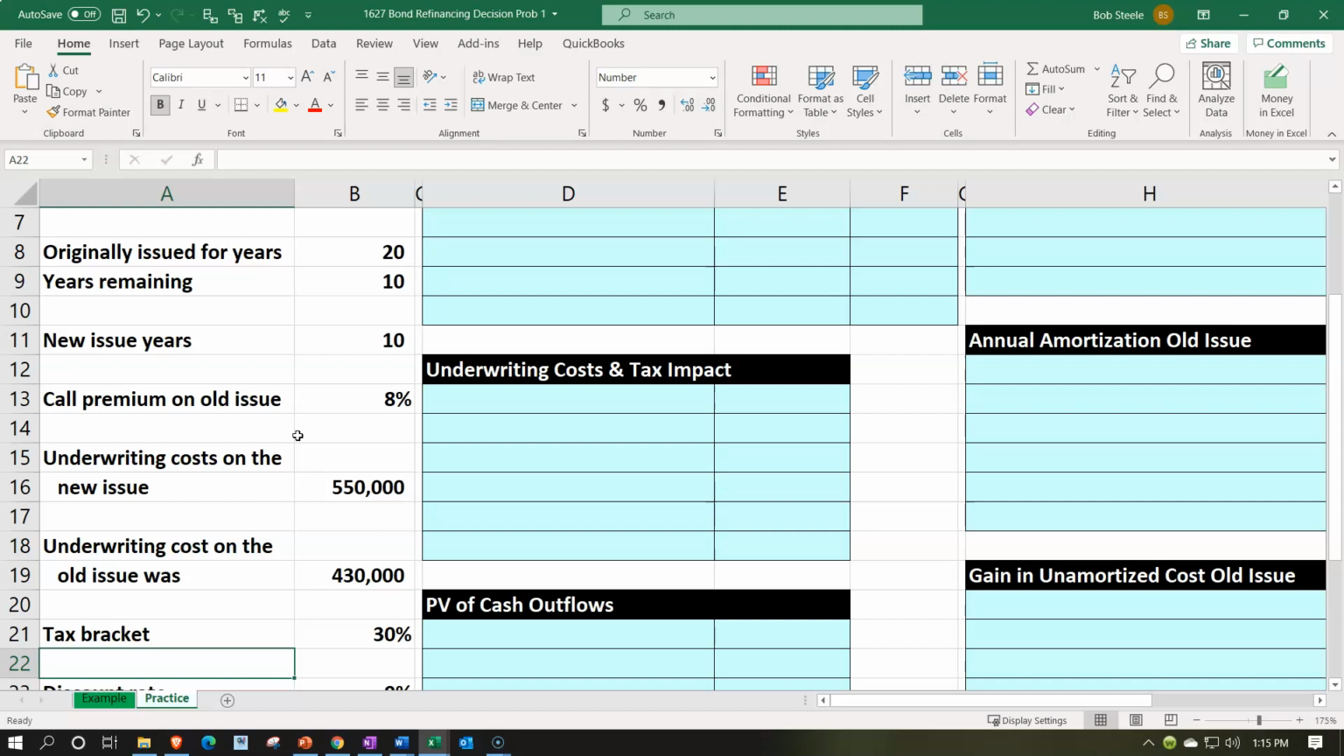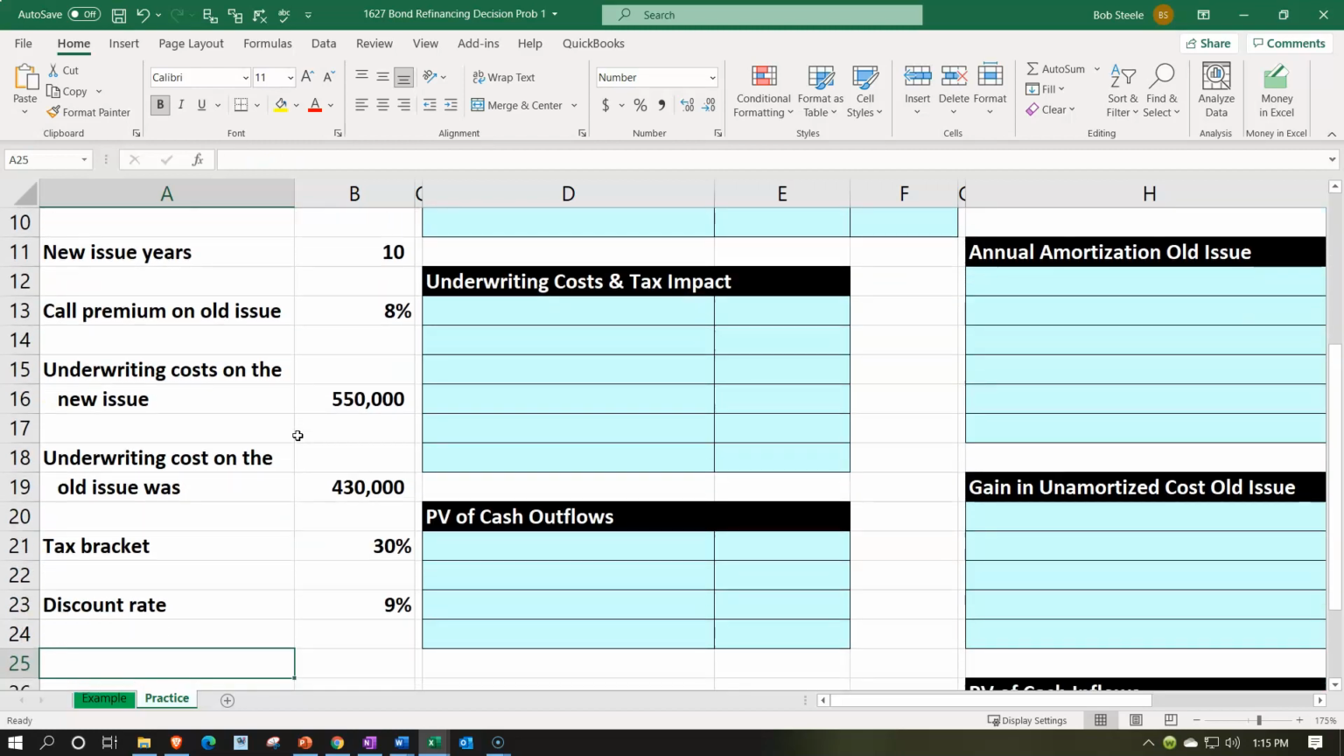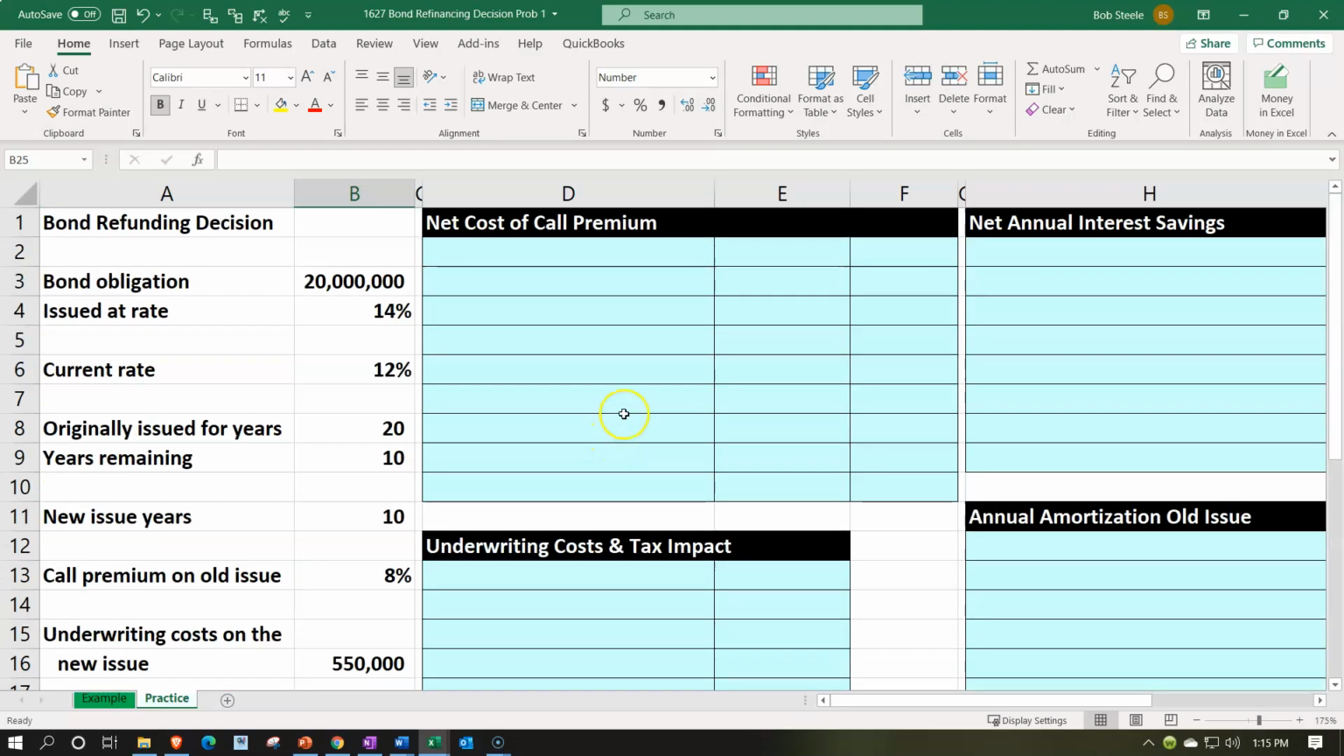So any unamortized premium we might be able to pick up at this point in time for that cost that we paid at the beginning of the old issue, which hasn't yet been taxed. We have a tax bracket. We're saying 30%. The discount rate is going to be 9%. Okay, so let's do our calculation here.